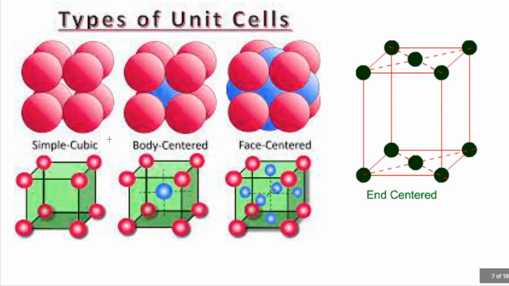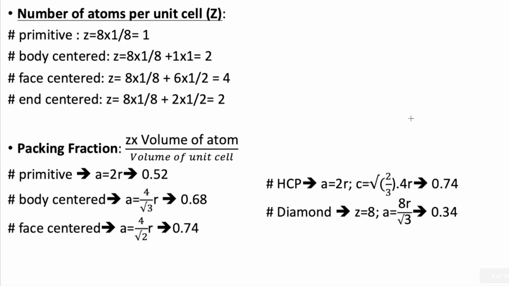Now, as you can see here, this is how the atoms are going to look. In simple cubic, the atoms are arranged only on the corners. In body centered, apart from the atoms on the corner, you also have an atom in the body center. In face centered, apart from the atoms at the corner, you also have atoms at the center of the faces. Whereas in end centered cubic, you have atoms on the corner, and you also have atoms on two opposite faces.